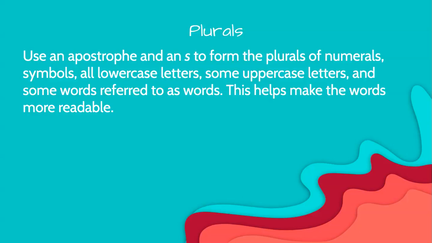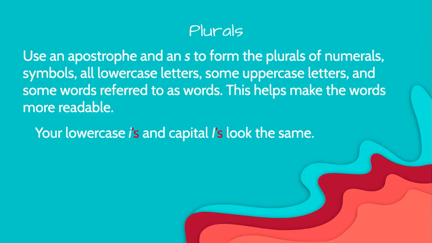So here are some examples that should clarify. Your lowercase i's and capital I's look the same. Imagine there was no apostrophe here. Then it would read your lowercase is and capital is look the same, which doesn't make any sense.